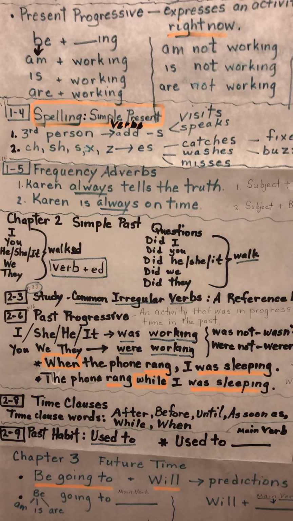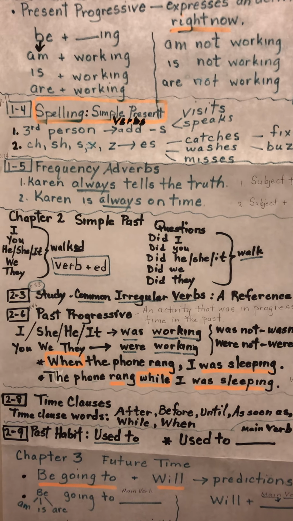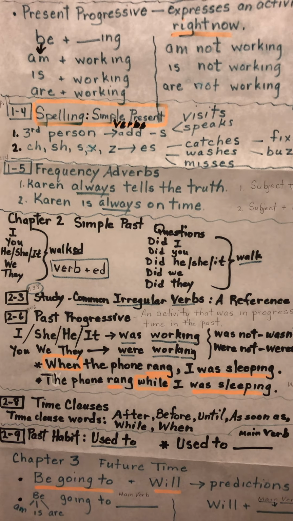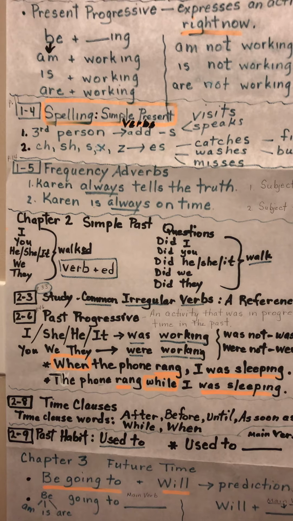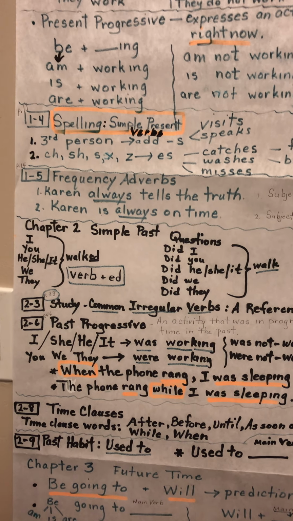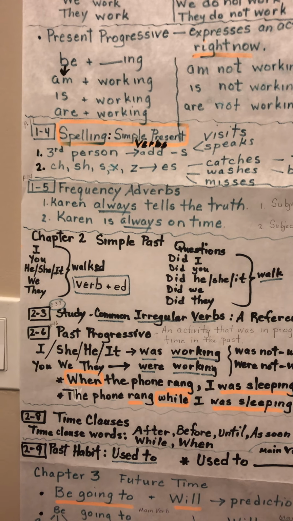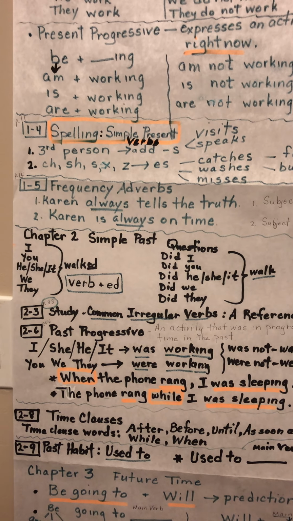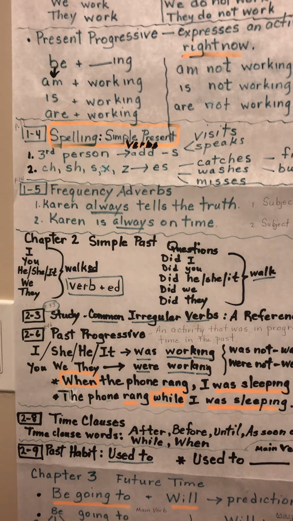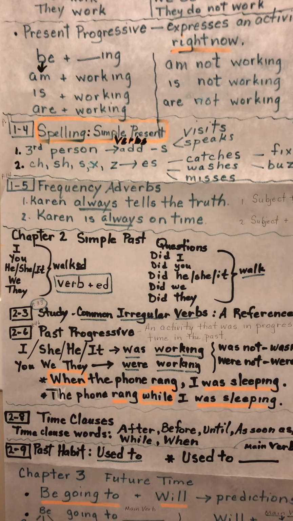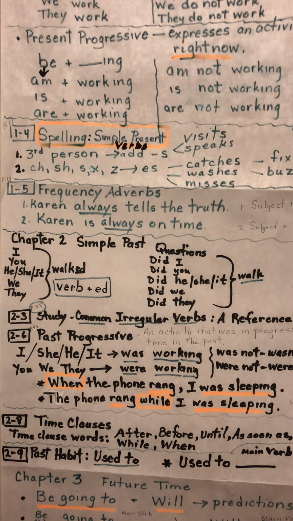Progressive. Yes, past progressive. The phone rang while I was sleeping. The time word is while I was sleeping. Okay? While I was sleeping is in what tense? In past progressive. The main clause, the phone rang, is in simple past.